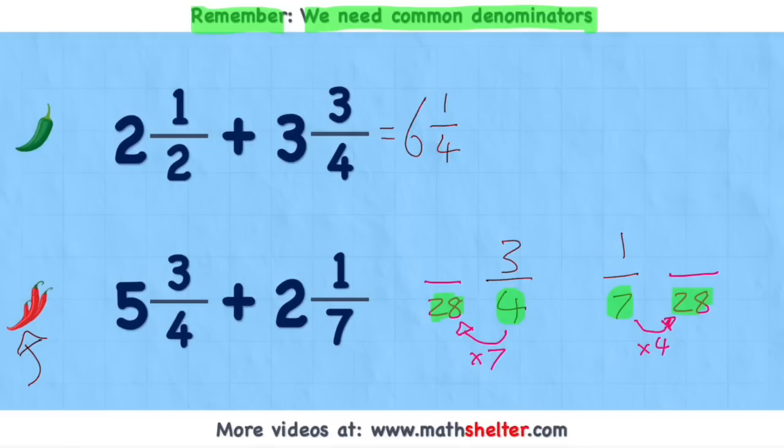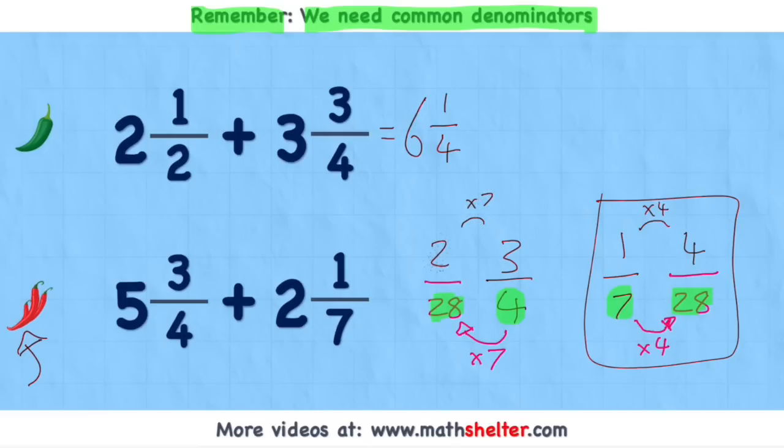But remember, what I do to the denominator, I have to do to the numerator. So let's look at this one first of all. I times by 4, so I now have to times my numerator by 4 as well. 1 times 4 leaves me 4. So 4/28 is equivalent to 1/7. And again on the other side, I times by 7. So now I have to times my numerator by 7. And 3 times 7 is 21.